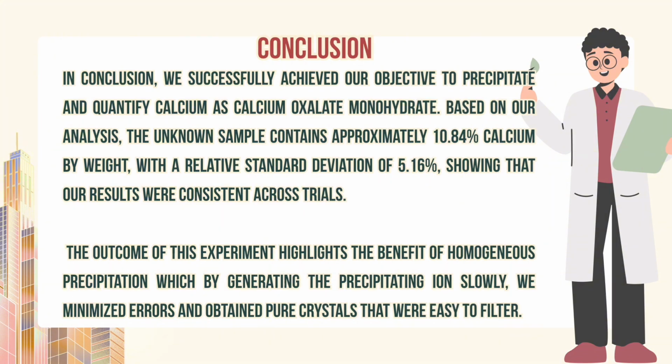In conclusion, we successfully achieved our objective to precipitate and quantify calcium as calcium oxalate monohydrate. Based on our analysis, the unknown sample contains approximately 10.84% calcium by weight, with a relative standard deviation of 5.16%, showing that our results were consistent across trials. The outcome of this experiment highlights the benefit of homogeneous precipitation. By generating the precipitating ion slowly, we minimize errors and obtain pure crystals that were easy to filter.